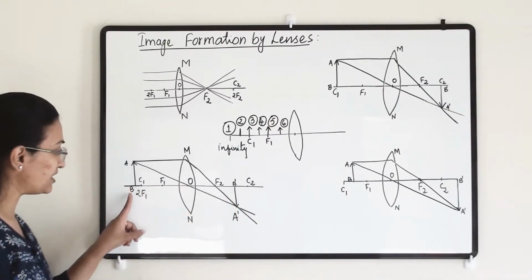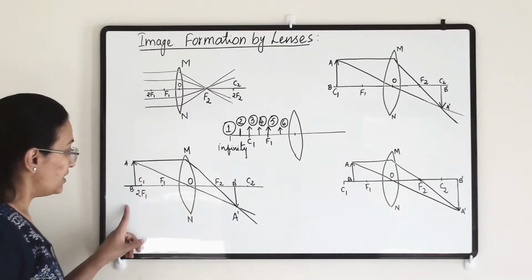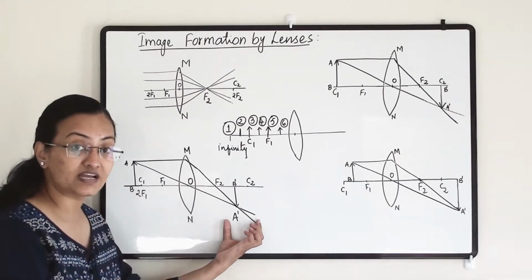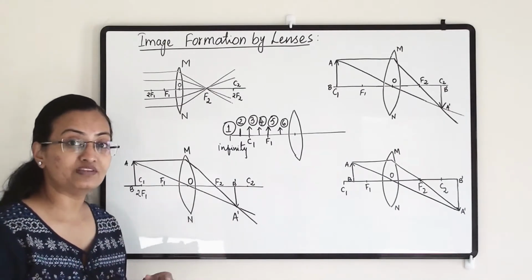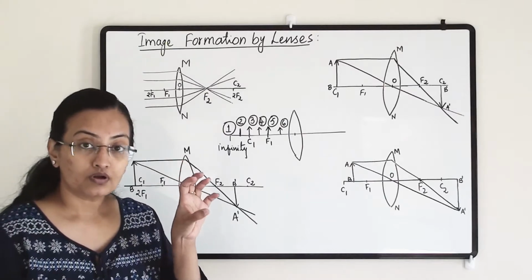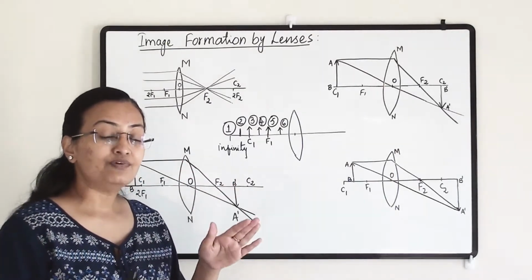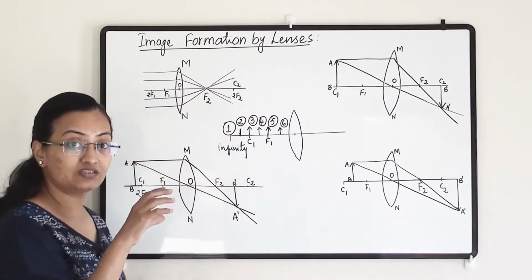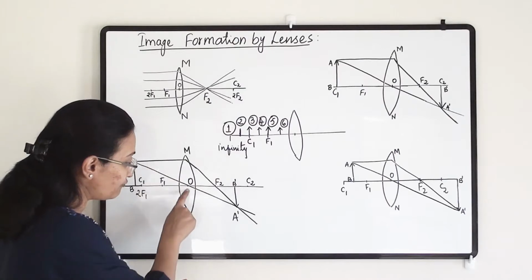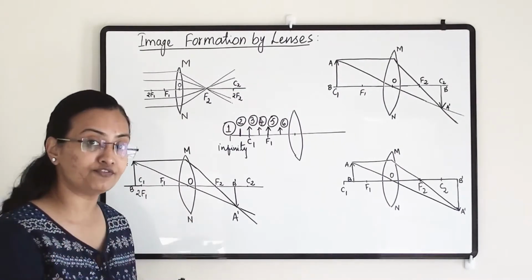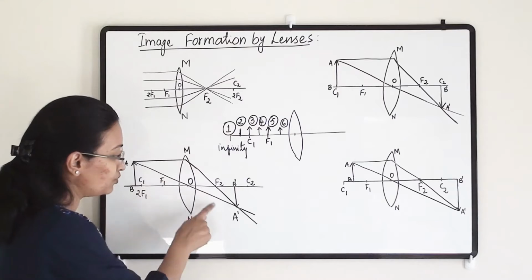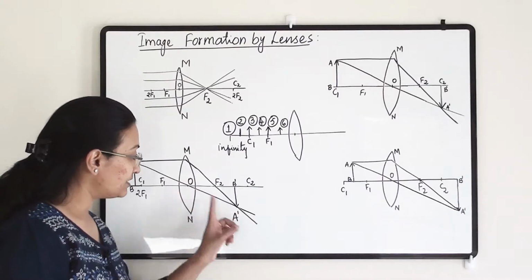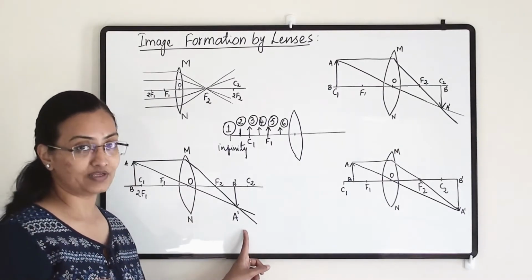So when we are keeping the object beyond C1, there will be two rays which will give us the image on the other side of the lens. Now, it is not that only two rays come out from the object. There will be many rays, but to see the diagram clearly, and to see how they fall on the lens and get refracted, we are mentioning only two rays. These two minimal rays will give us an idea of where and how we will get the image.